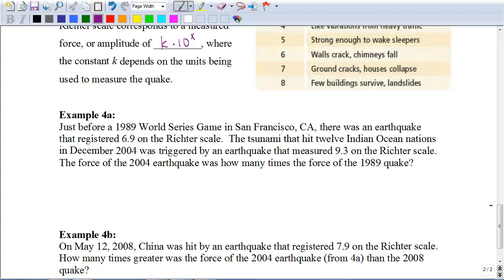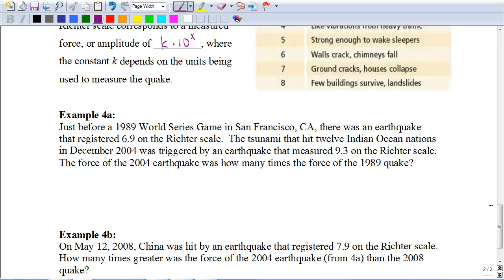So 6.9 and 9.3 really don't seem like that big of a difference. But let's see what happens when we use the fact that these are based on a logarithmic scale. We want to figure out how many times, in reality, how many times more intense the 2004 earthquake was than the 1989 World Series earthquake. So here's how we figure that out.